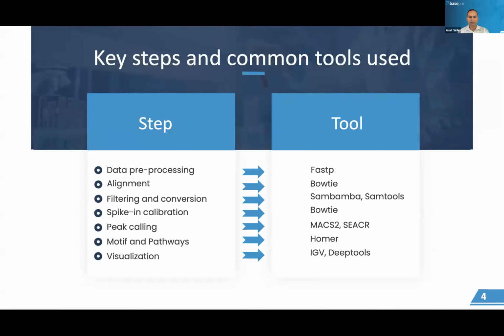And once we have calibrated the data, next is the most key step, which is the peak calling. We try to find the regions of the genome which has a high density of signal indicative of an epigenetic event. It could be a transcription factor binding, it could be histone modification. So the peak calling is the step where we identify these regions of interest.